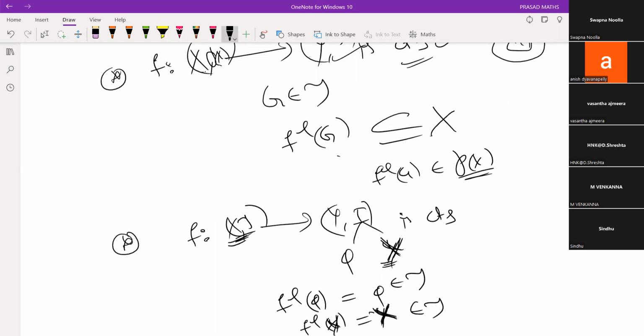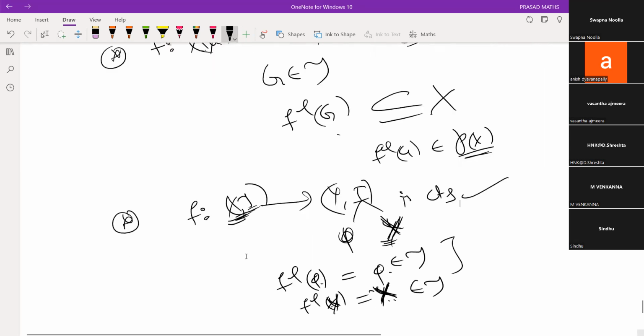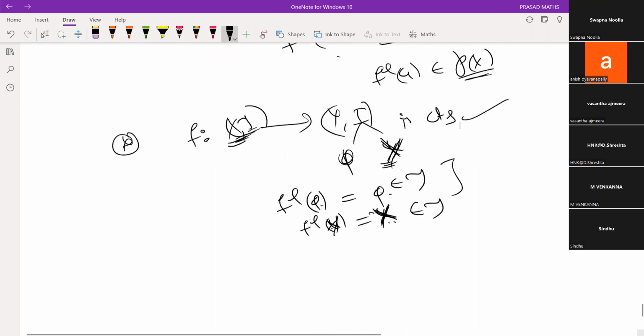So for the inverse image of any open set, taking empty gives empty, and taking y gives x. Empty and x are always open sets in x. Therefore, the inverse image of any open set is an open set, hence it is continuous. Is it clear?